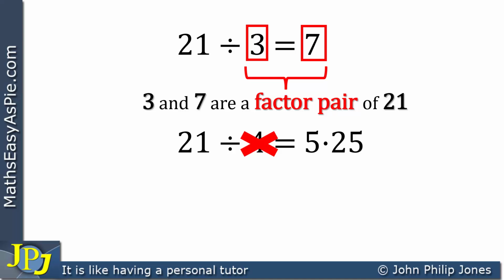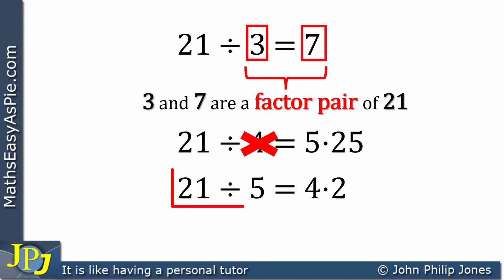I will then divide by the next number in the sequence, which is obviously 5. So 21 divided by 5 is 4.2. 4.2 is not a whole number. Consequently, 5 cannot be a factor of 21. Therefore, it cannot belong to a factor pair.